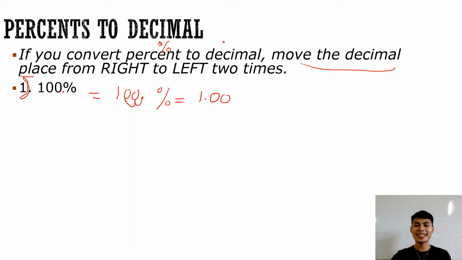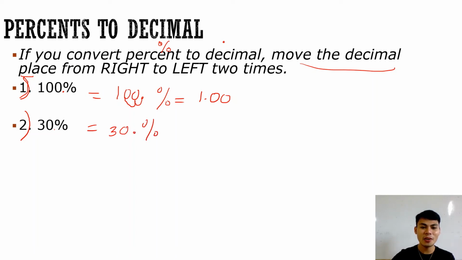Basic na basic lang. Walang analysis pa po dito, guys. It's just a matter of movement. Moving lang po the decimal place. Ito, 30%. Again, pag hindi makita ang decimal point, so it is in the rightmost of the number. So, 30, it's 30%. So, move tayo ng dalawa, 1, 2, it's 0.30.